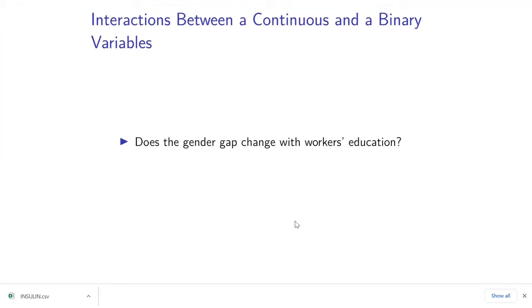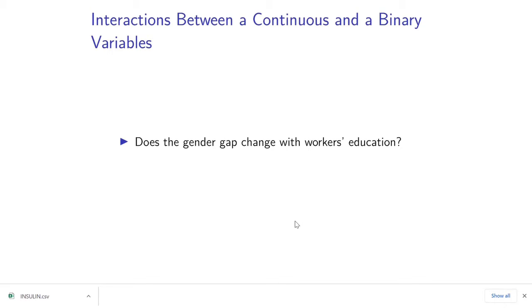There are many situations that you might want to see how a dummy variable interacts with a continuous variable. For instance, you might want to know whether heart attack is partially dependent on age, or you might want to know whether one's credit score is partially dependent on race. In this example, we want to know whether the gender gap is partially dependent on workers' education.